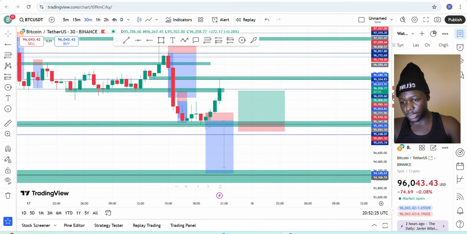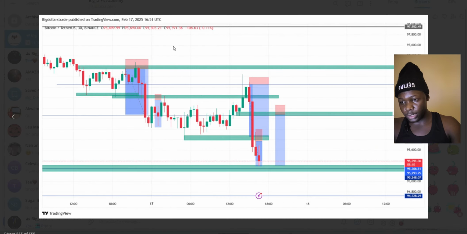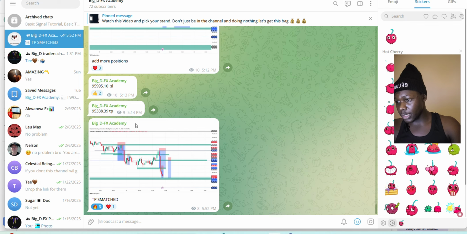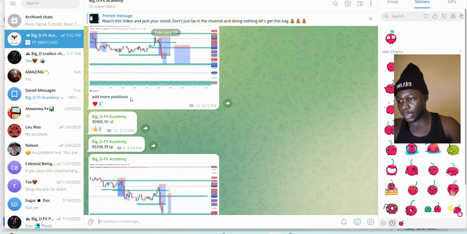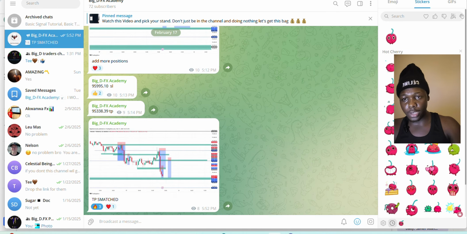So finally, this is actually the setup. I took the trade, I dropped the signal in the channel. We also took the trade here. We smashed this TP, and here we say add more positions, and then this sell BTC. So it was a successful, nice trade.